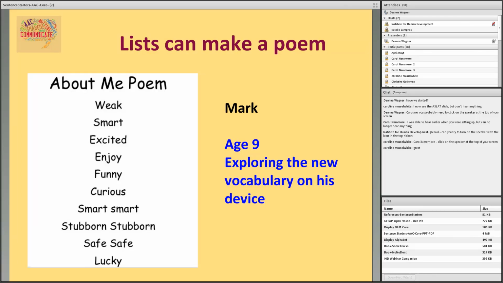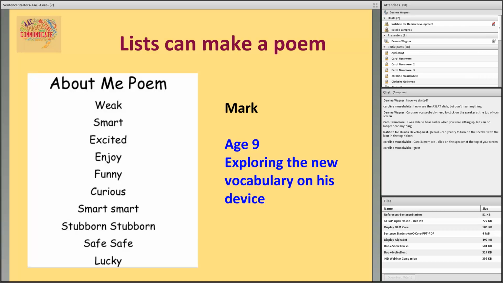So here's a list of poems. We might think about certain categories that the students need to practice. In this case, Mark was exploring the vocabulary on his device in the descriptive pages, and finding out how to say feelings. And we notice that the use of repetition can make it sound more poetic.